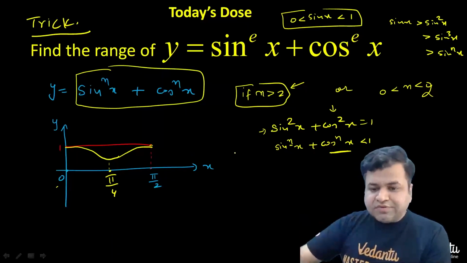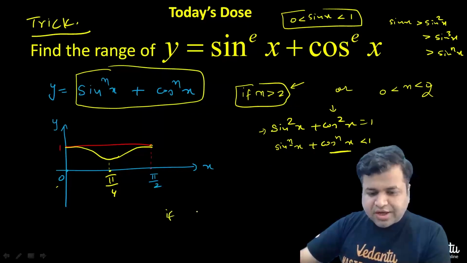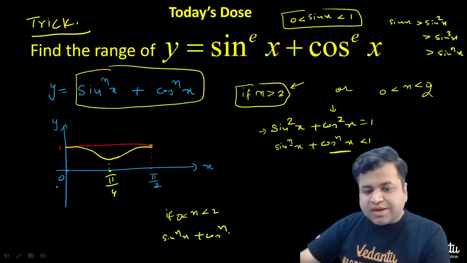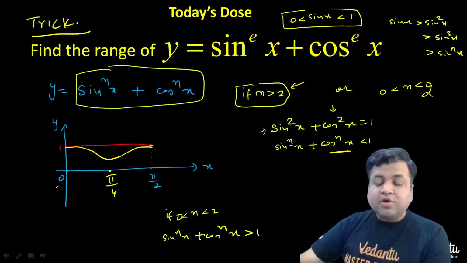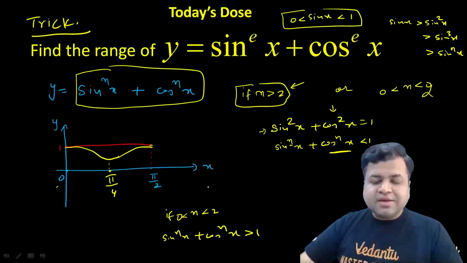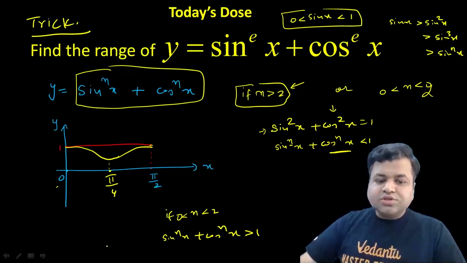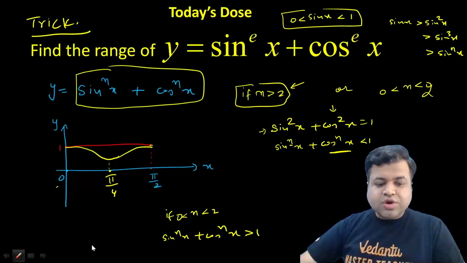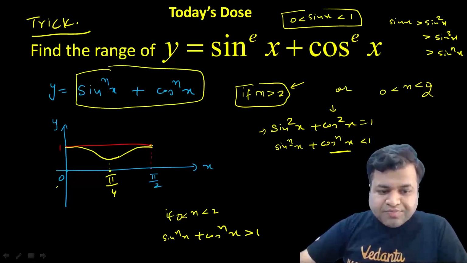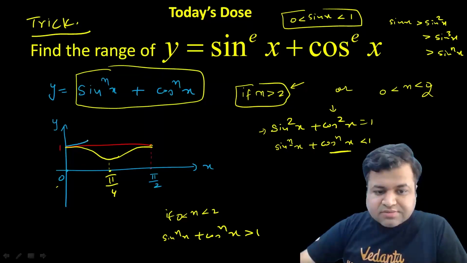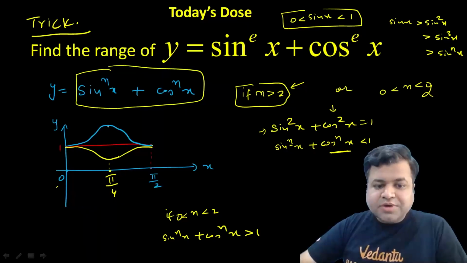Now what happens when n is less than 2? We can say if n is less than 2 but greater than 0, then sin^n x plus cos^n x will simply be greater than 1, because sin^n x will be greater than sin^2 x, and cos^n x will be greater than cos^2 x, right? In that particular scenario, the graph will again be symmetrical about pi by 4.